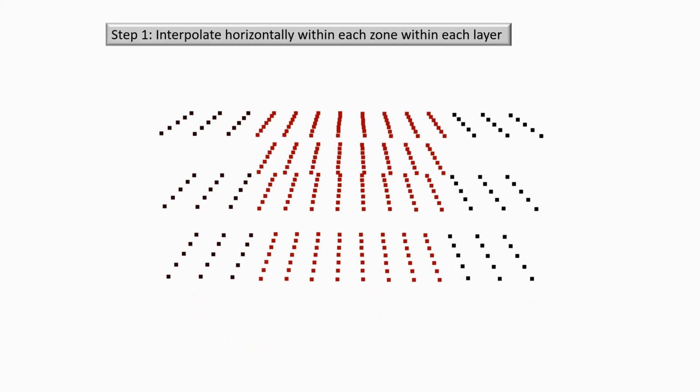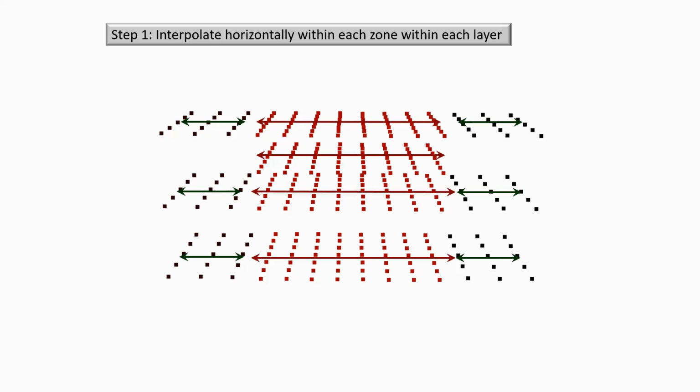Parameterization of the model domain took place in a number of steps. Firstly, two-dimensional interpolation was undertaken in each one of those layers, in each one of those zones. So interpolation here took place independently from interpolation here, independently from interpolation here, independently from interpolation here, etc. That was step 1.